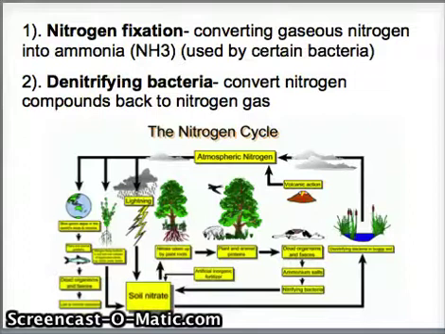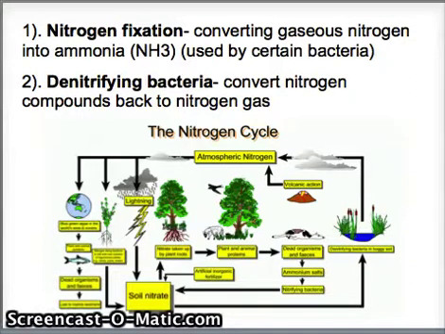So two major processes that are happening in the nitrogen cycle are nitrogen fixation and denitrifying bacteria. Well, denitrifying bacteria is an organism, but denitrification is what they do. So nitrogen fixation converts gaseous nitrogen, which is N2. This is the kind of gas that we see floating around as part of the mixture of the air we breathe in, and it gets converted into ammonia, NH3, and this is used by certain bacteria.